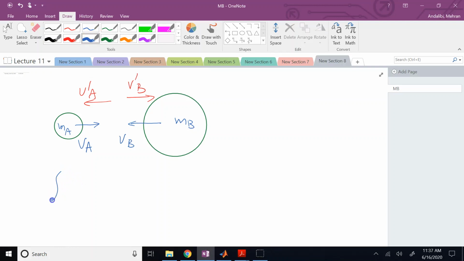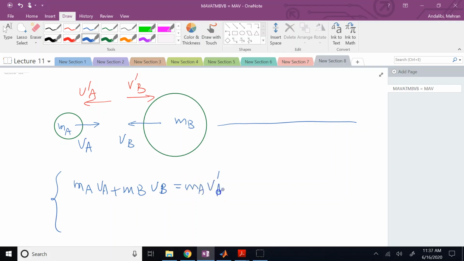Now we're gonna have two equations. One, MAVA plus MBVB. And you see I'm using scalars because I assume that everything is happening along this line, so I decompose every velocity along this line. And I'm just looking at those components here. So that's one equation, and then I have E, which in our problems it is given to us.